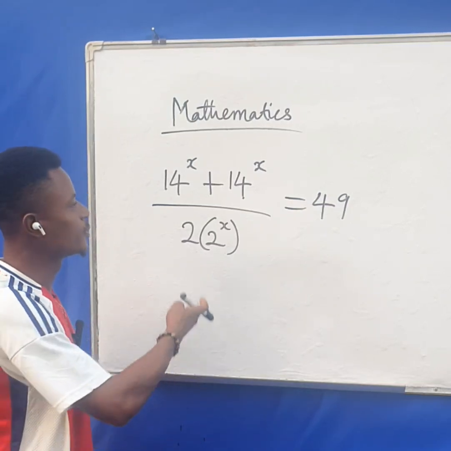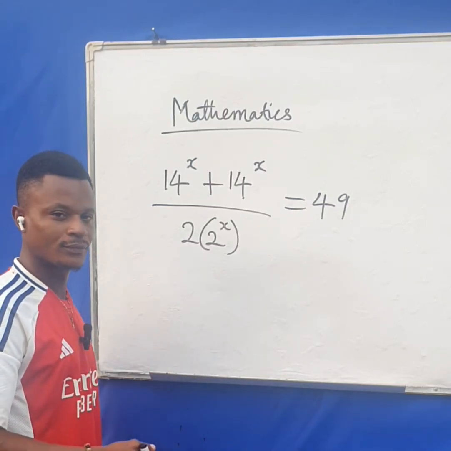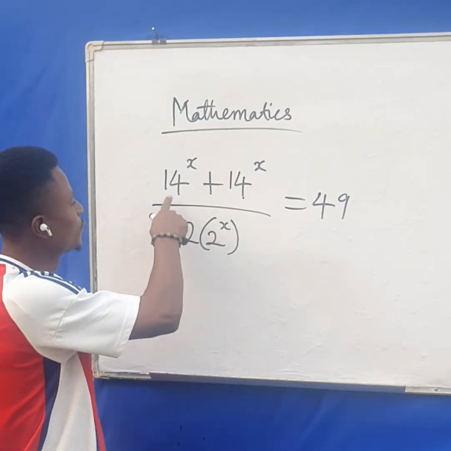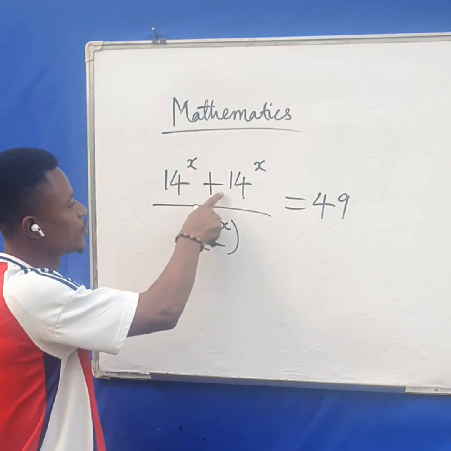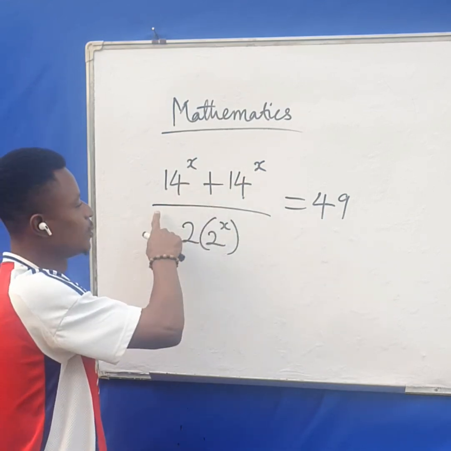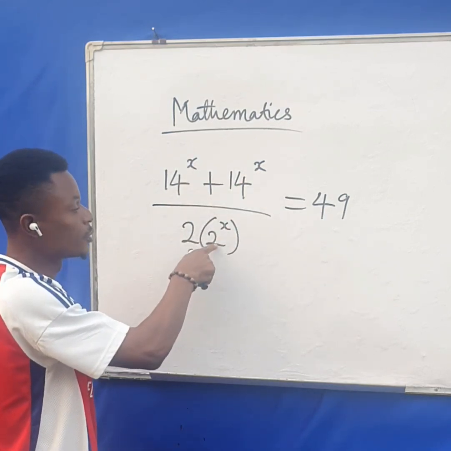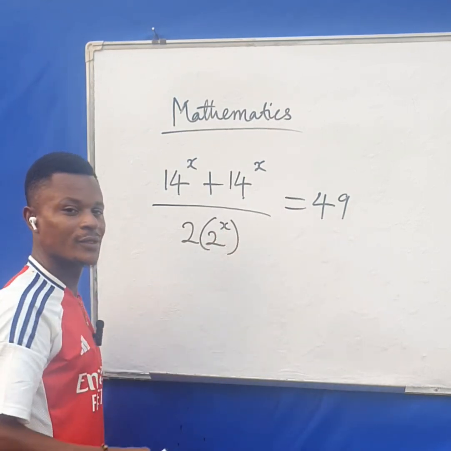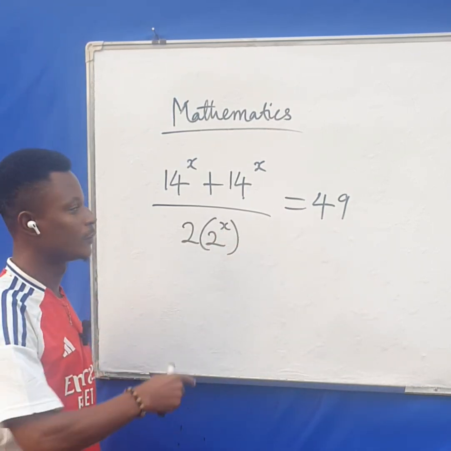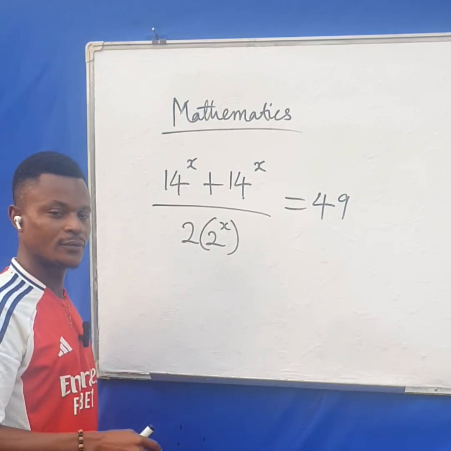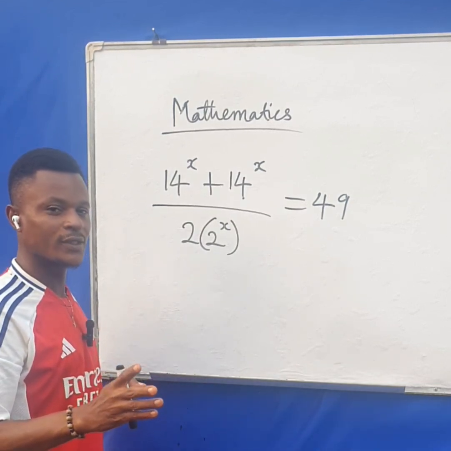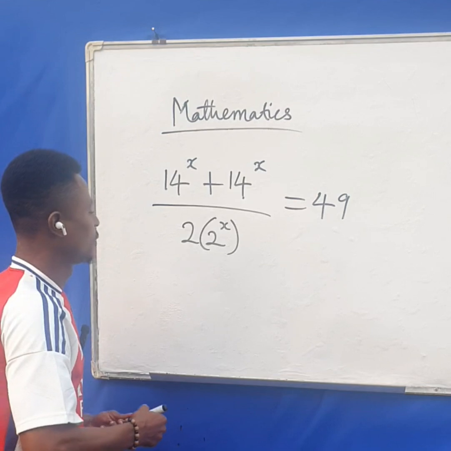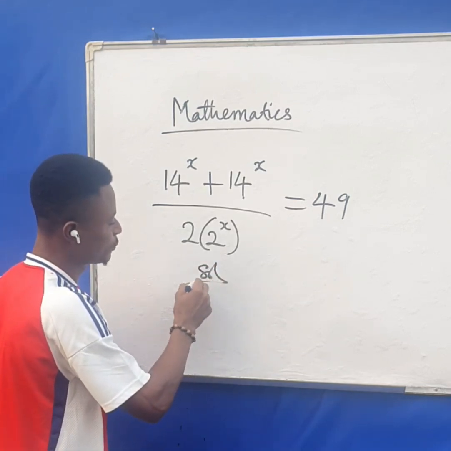Let me show you how to solve this math question on the board. We are given 14 raised to the power of x plus 14 raised to the power of x, all over 2 into 2 raised to the power of x, equal to 49. And we are expected to find the value of x. If you want to solve this question correctly, this is what you need to do. Here's the solution.